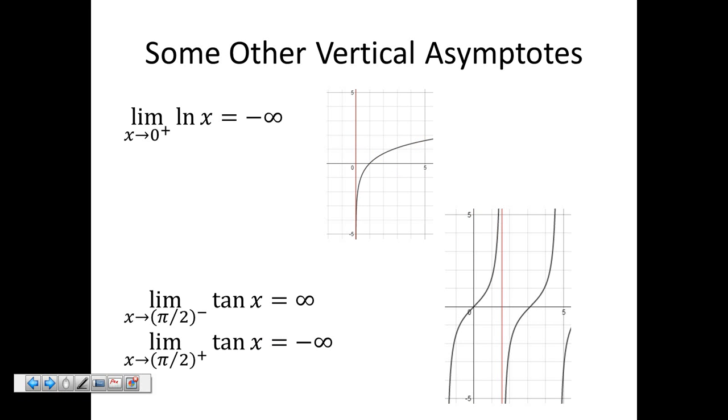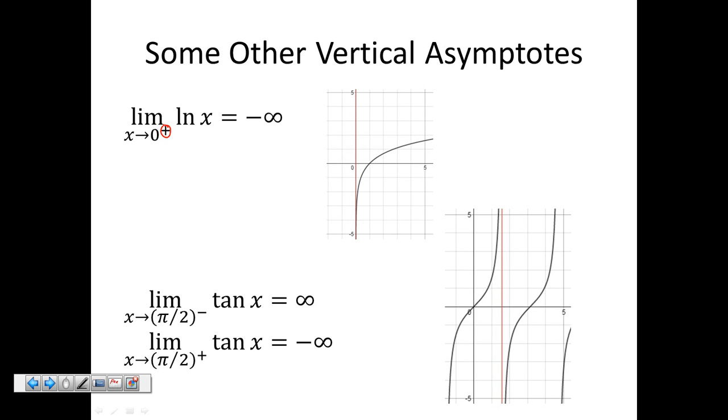Okay, so let's take a look at some other vertical asymptotes. So these are specific examples just for you to think about. When we take the limit as x approaches 0 from the right of our natural log function, it equals a negative infinity. And if you graph that function, we see that vertical asymptote at 0, and the graph is going down to it.